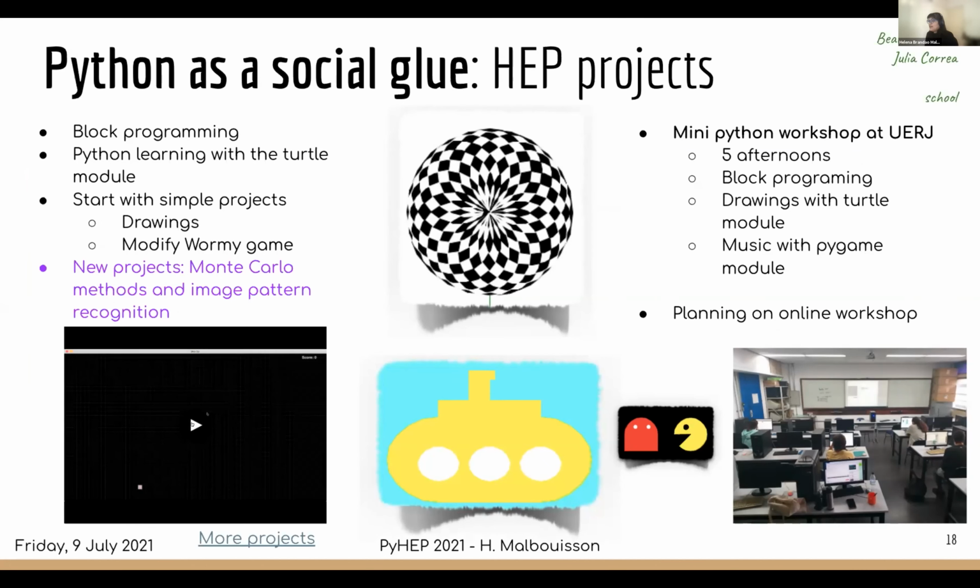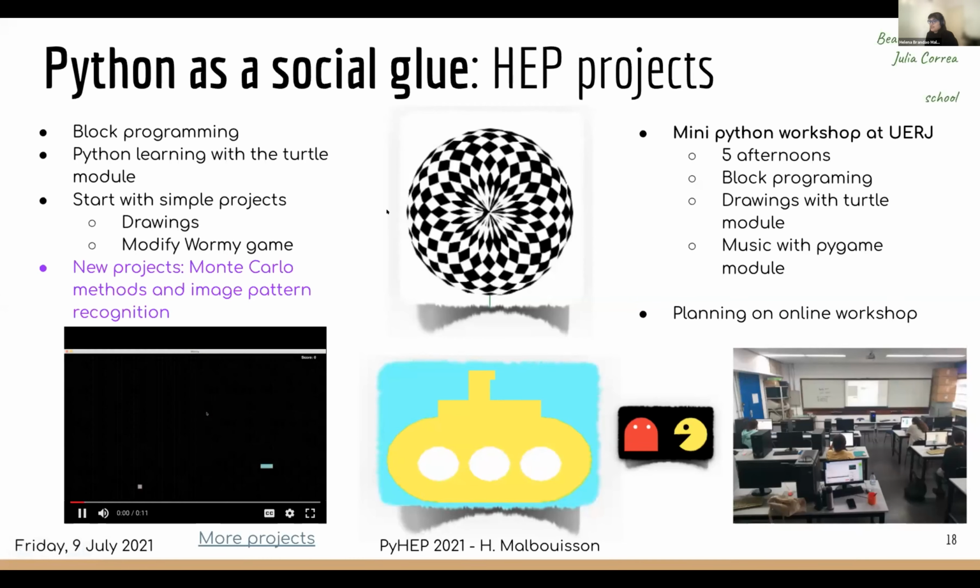So here is my last slide before the conclusion. It's what we do in high school. So we start very simple with block programming, so they learn the logic. Then we go to the classic turtle module so that they can draw images, and with this they learn simple things like functions and data structures of Python. And then they moved on.